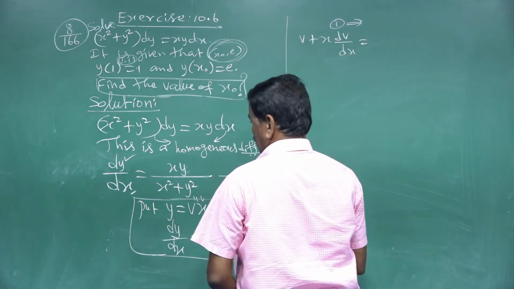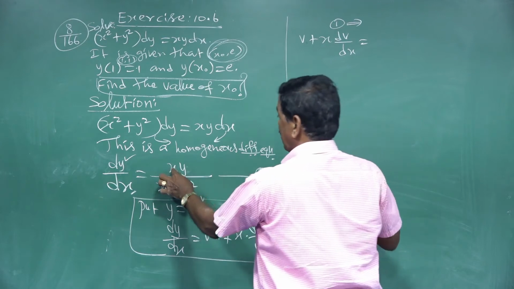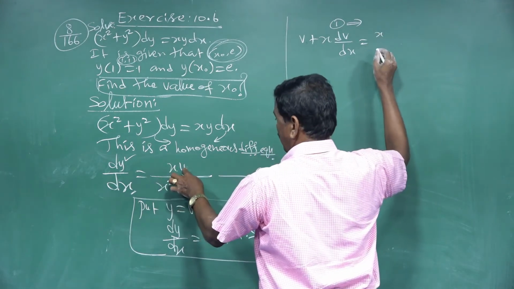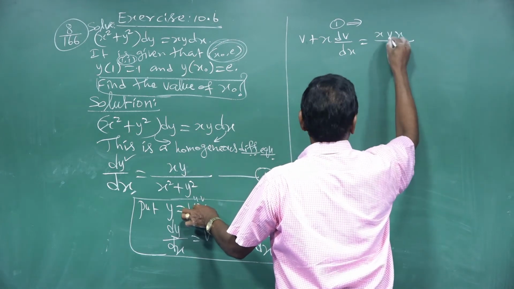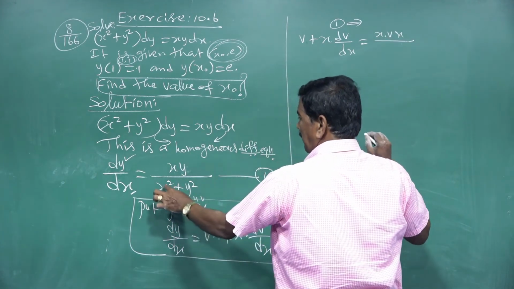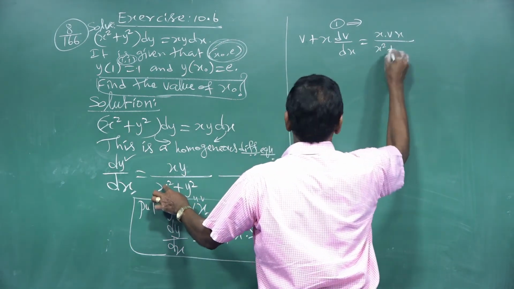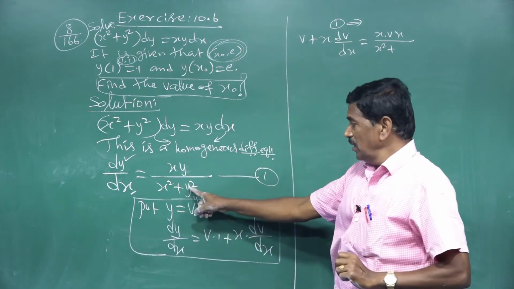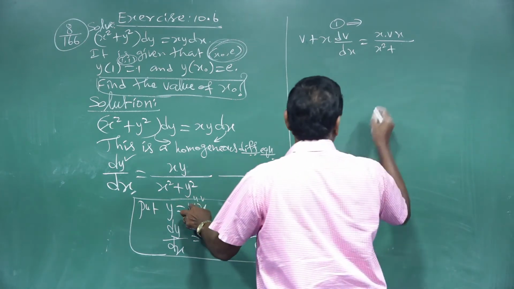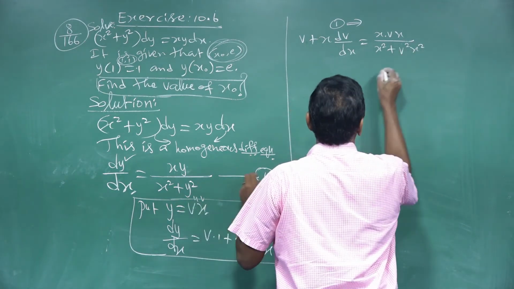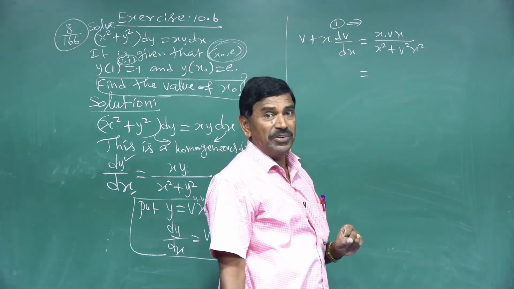Okay, which is equal to, RHS please. x fixed, y. What is y? Yes, y is equal to vx. So y equal to vx divided by the denominator x square plus y square. What is y square? Yes, y square is equal to v square x square. Now it is equal to, simplification yourself.